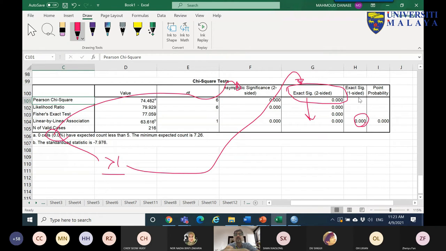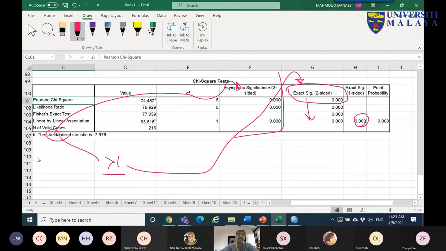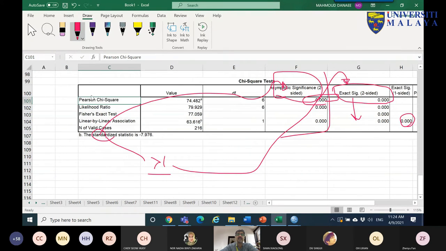especially for those people who work in medical science. This is a common issue that I faced with many of my clients in the Faculty of Medicine. Unfortunately, they stop at this level, and while there are many cells with low numbers, they report this p-value. This is bias. If you have some expected count less than 5, it is not recommended to use that p-value.